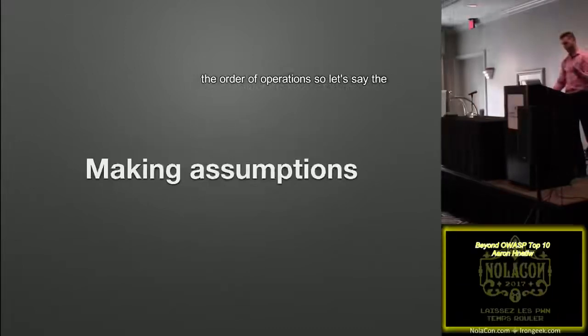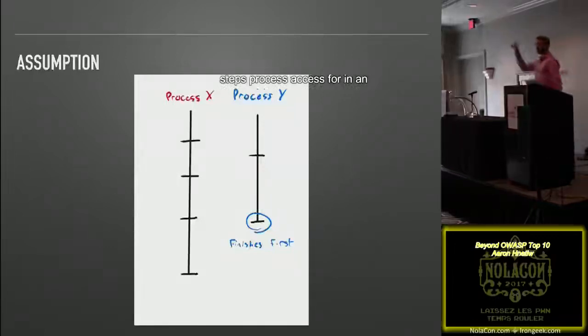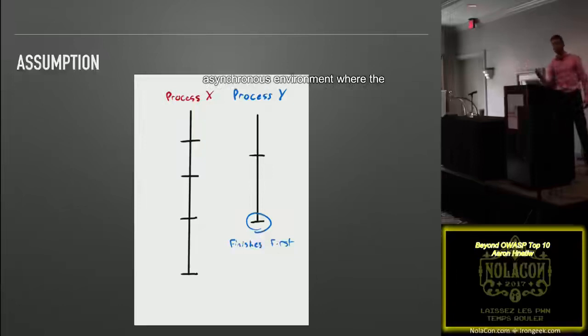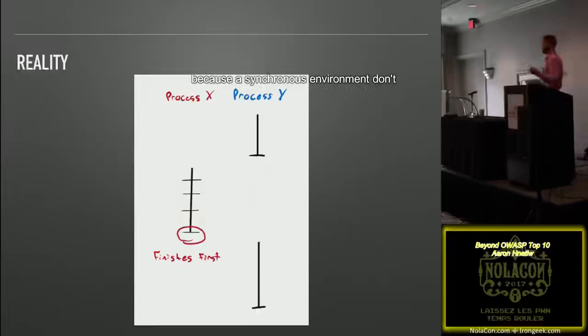It's when you're making an assumption about the order of operations. Let's say we have process X and process Y. Process Y has two basic steps. Process X has four. In an asynchronous environment, the assumption is that because process Y has two and the other one has four, process Y will finish first. The way it really works in asynchronous environments is this could actually happen, where process X finished first.